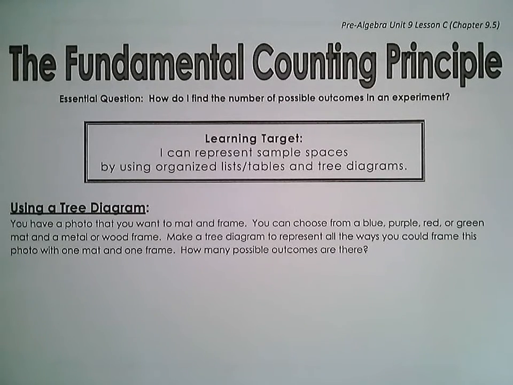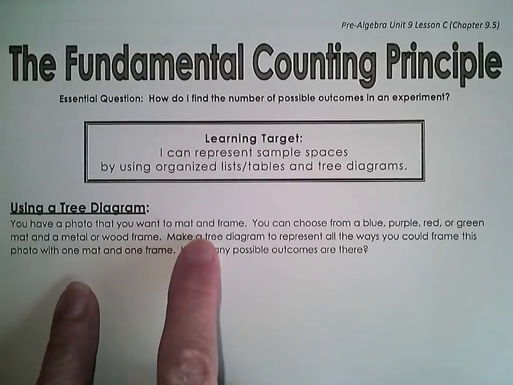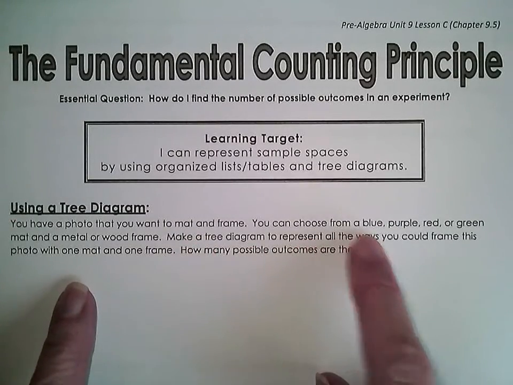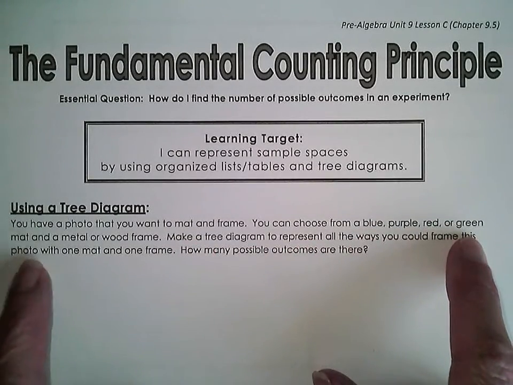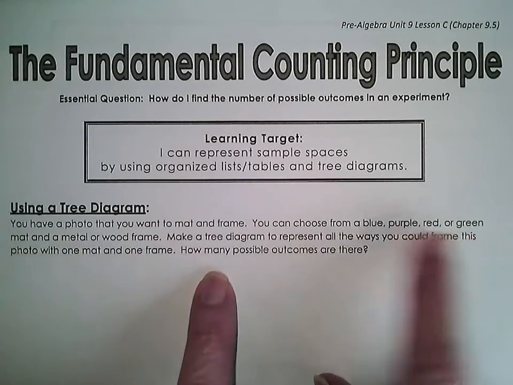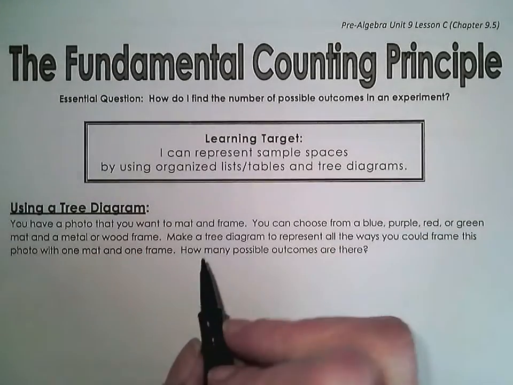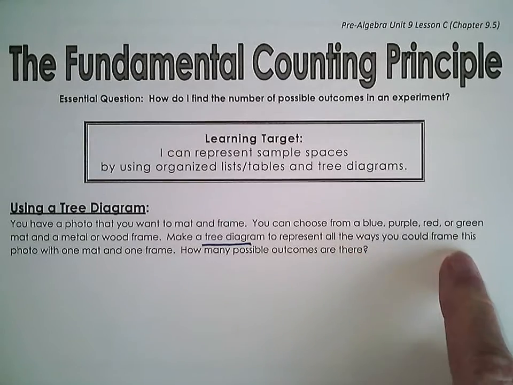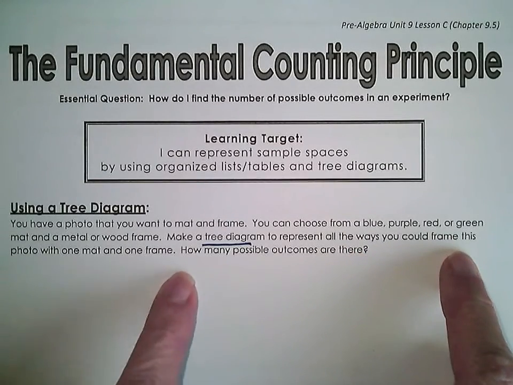So let's read this. You have a photo. You want a mat and frame. You can choose from blue, purple, red, or green mat, and then a metal or wood frame. So the question says, make a tree diagram to represent all the ways you could frame this photo with one mat and one frame. So how many possible outcomes are there? So let's take a look.